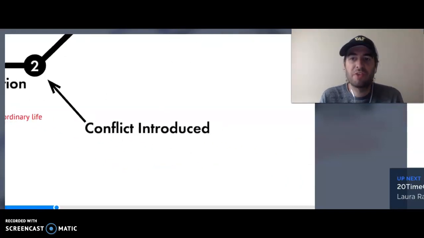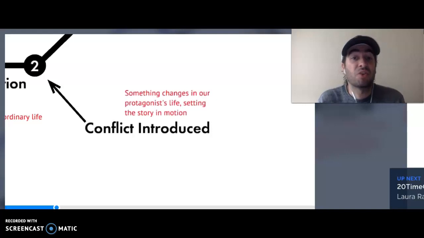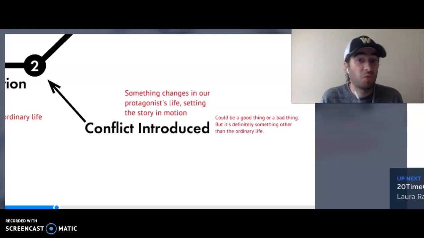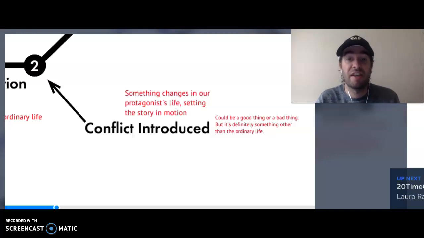So, as soon as we're introduced to the protagonist's ordinary life, a conflict should be introduced. Something that is going to change the protagonist's life forever. This is going to set the story in motion. If this is a happy story, this conflict will probably be a good thing. If this is a sad or tragic story, this conflict could be a bad thing. But it's definitely something new. Something is going to change in our protagonist's life, and they will never be the same after this conflict.